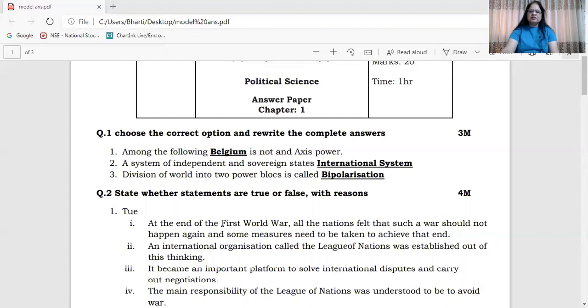Question number 2 is state whether statements are true or false with a reason. So 2 things are important. पहला आपको क्या लिखना है कि statement true है या false है. दूसरा with reason क्यों है. Each carries 2 marks. 2 mark है तो how many points are required? 4 points. Each point carries half mark.